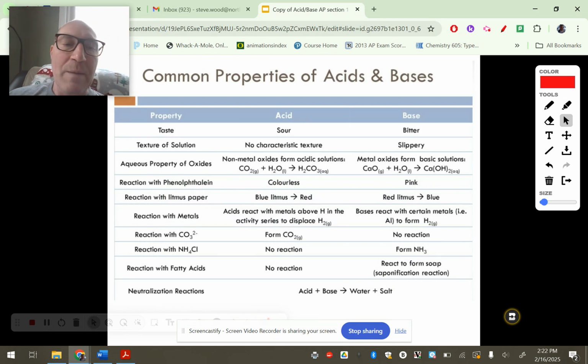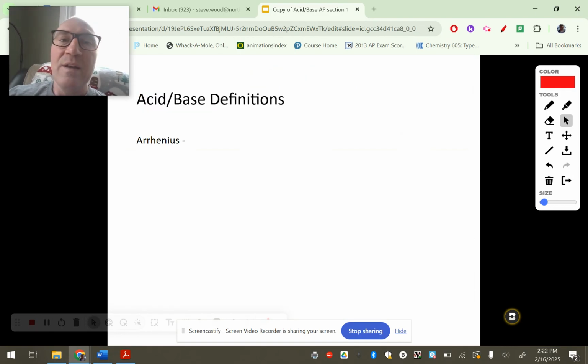All right, some general properties. I'm not going to read them all to you, but they change color. They produce salt and water. They're electrolytes. That kind of stuff, which I just went over. But this is a good slide, so earmark this one. Know this one.